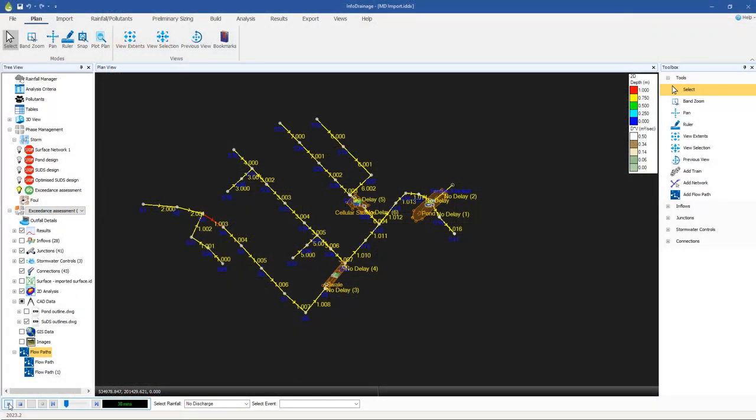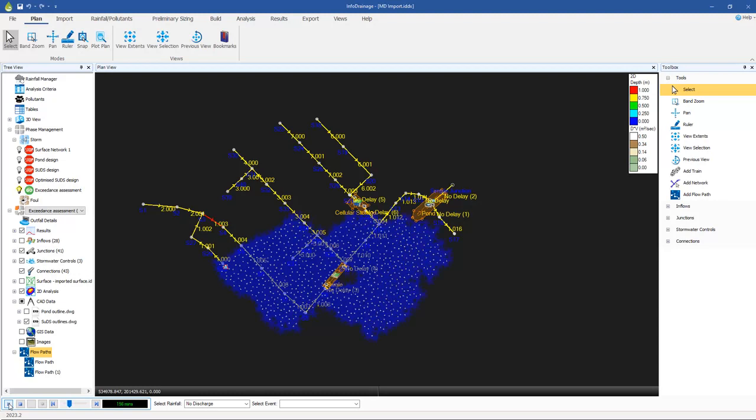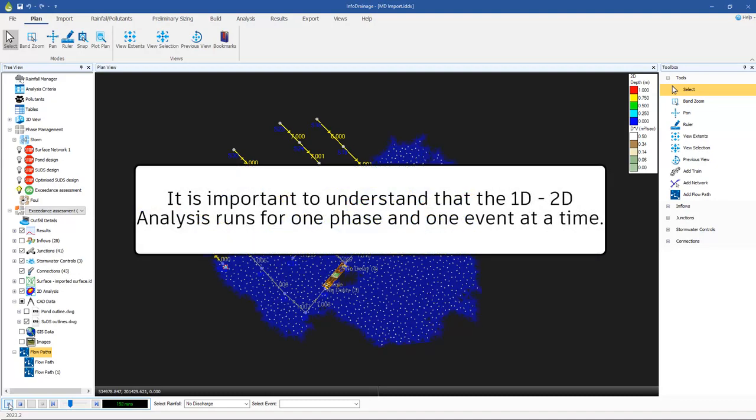The 1D, 2D analysis is typically more computationally intensive than the regular 1D only analysis, due to the extra effort of running the 2D engine and the overhead of the exchange between the two engines. The increase in analysis time depends on factors like the amount of water in the 2D domain, the percentage of the 2D domain that is wet, and how many locations the water is exchanged between the two engines. Lastly, it is important to understand that the 1D, 2D analysis runs for one phase and one event at a time.